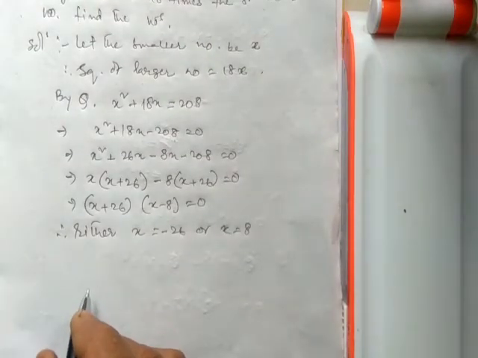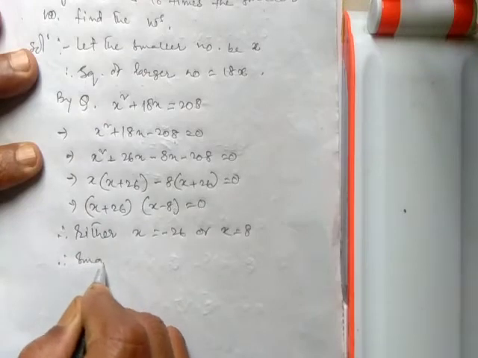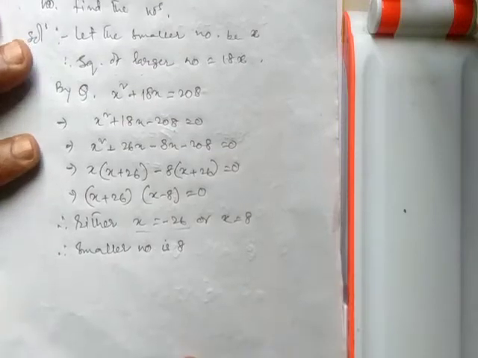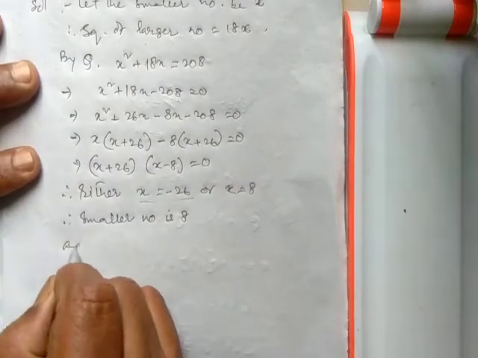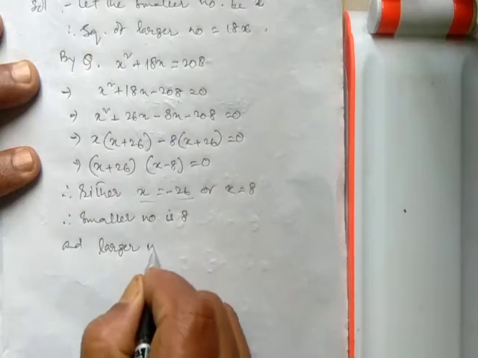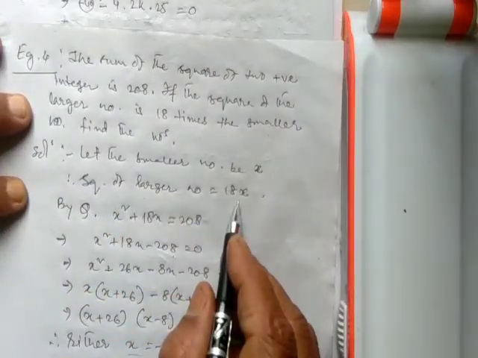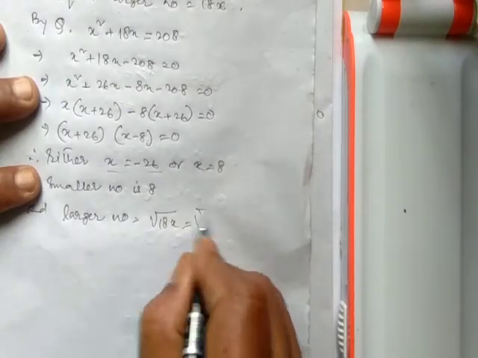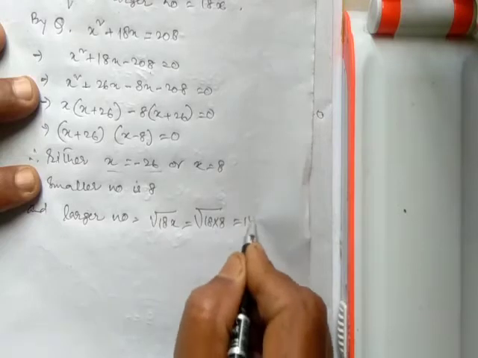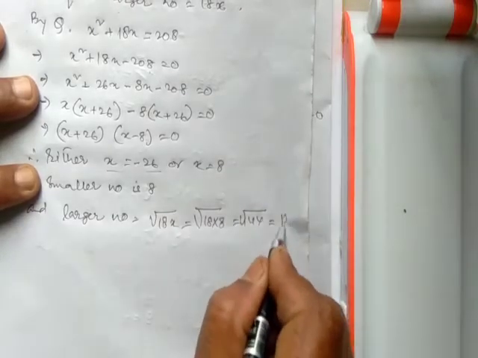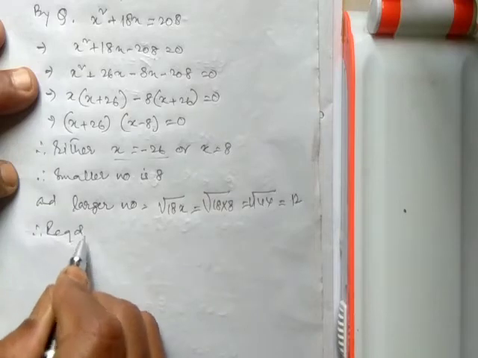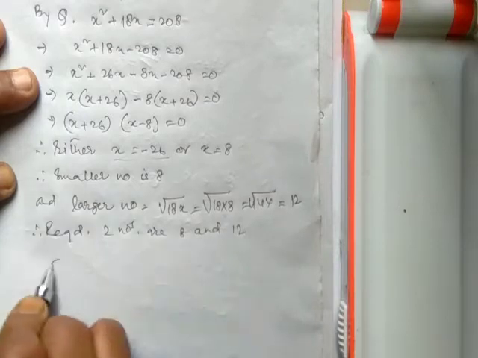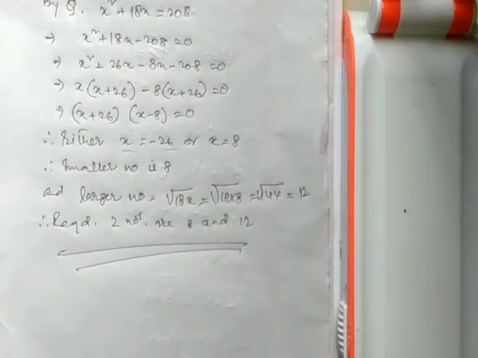Therefore the smaller number is how much? 8. Therefore the smaller number is 8. This is negative, we are not taking it. The square of the larger number is this much, so the larger number is root over 18 into 8, which is 144 under root, equal to 12. Therefore the required two numbers are 8 and 12. Is it clear?